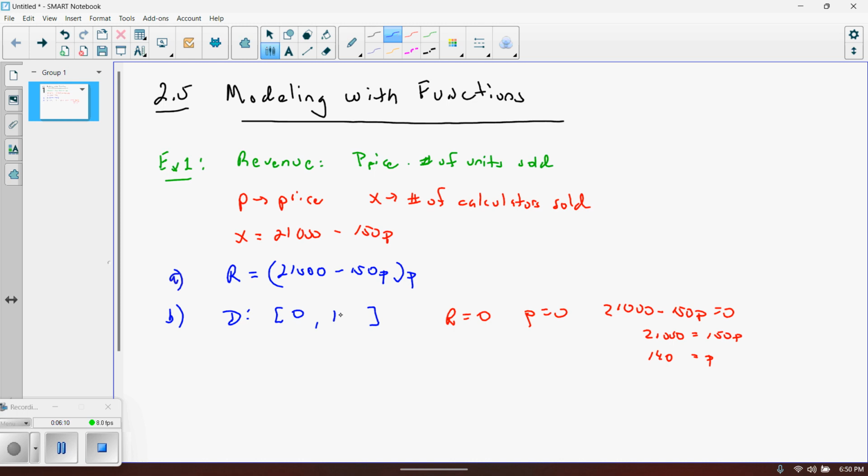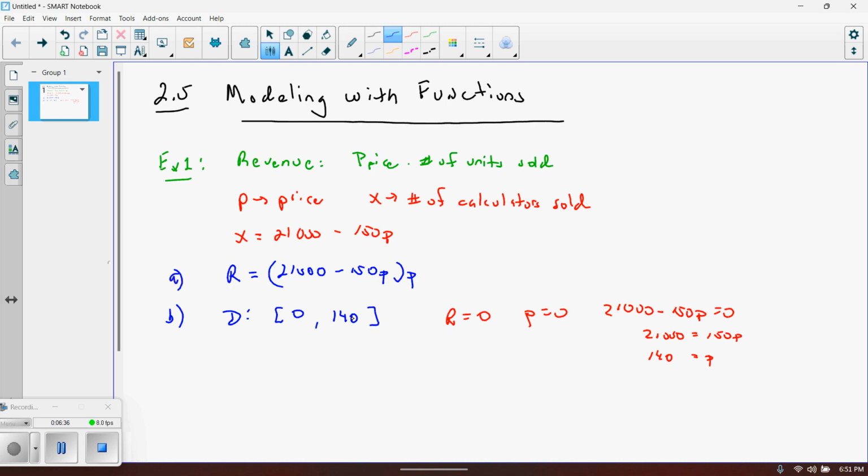So your domain is 0 to 140, okay, for your revenue. I'm sorry, for your price, p. So you can really only price these things from 0 to $140. Making a price less than 0 makes no sense. And you can only maximize the price at $140 in order to actually have a revenue.